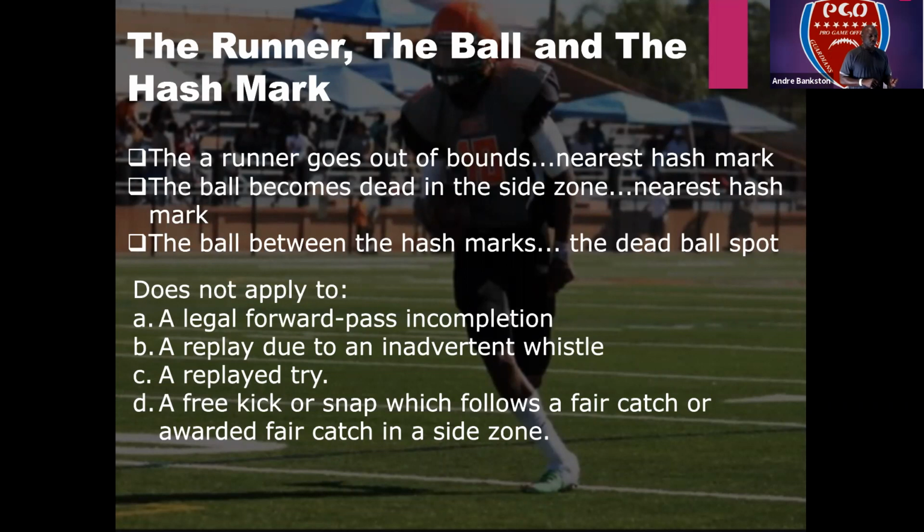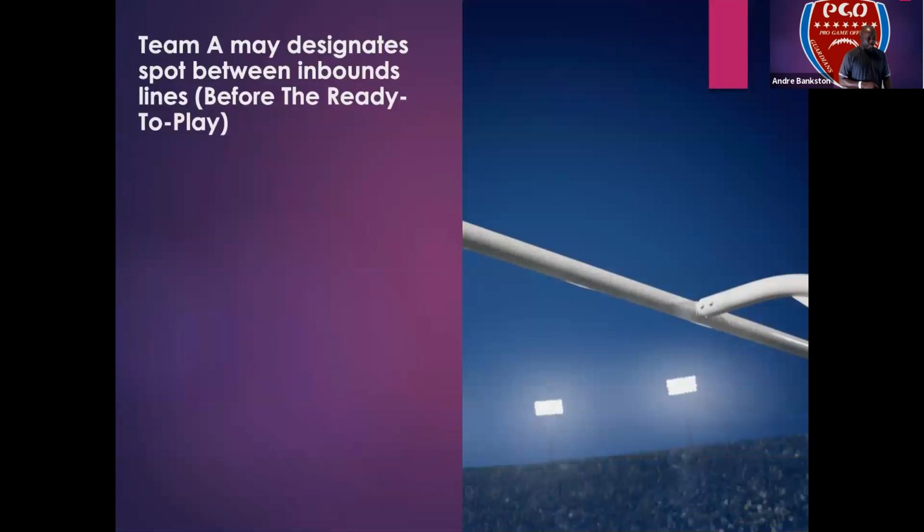On a free kick or a snap following a fair catch or awarded fair catch, Team A has the option to let the referee or the umpire know where they want the ball placed for the snap. It doesn't have to be in the center of the field. They can choose left, right, center, anywhere between the hash marks. If they want you to place the ball right there, that's fine, but only on those two scenarios. Team A may designate the spot between the inbound lines before they're ready for play. As they go to ready for play, they can't say, oh, can we move it over here? No, it has to be done before they're ready for play.